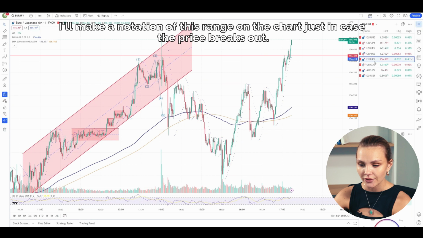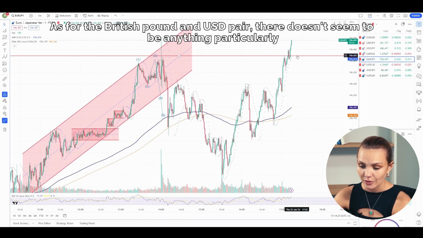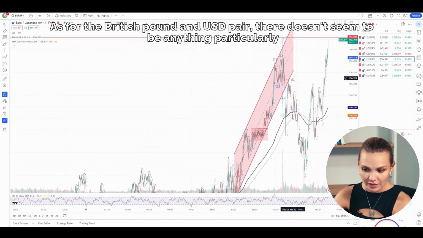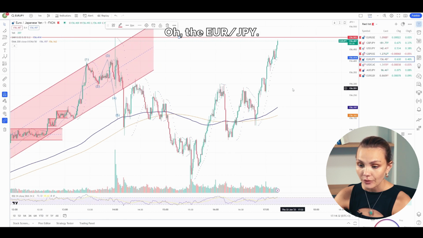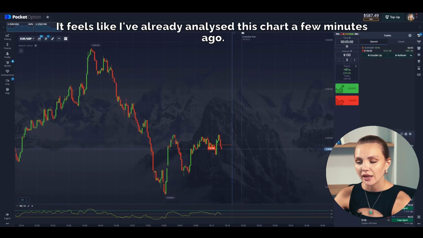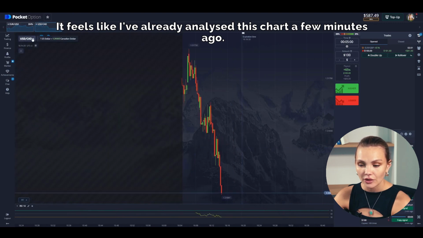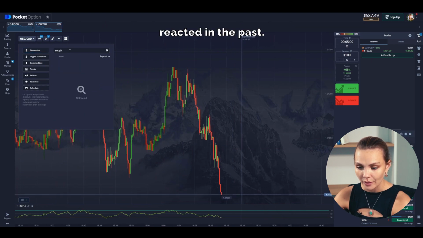I'll make a notation of this range on the chart just in case the price breaks out. As for the British pound and USD pair, there doesn't seem to be anything particularly interesting unfolding in the moment. Oh, the euro and Japanese yen. It feels like I've already analyzed this chart a few minutes ago. The price here has approached the zone of a previous high, to which it has strongly reacted in the past.